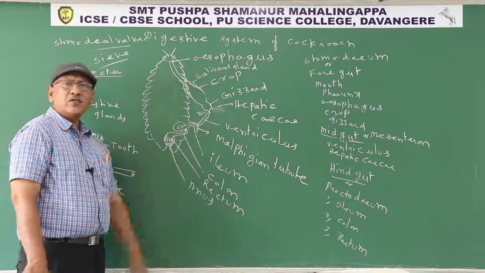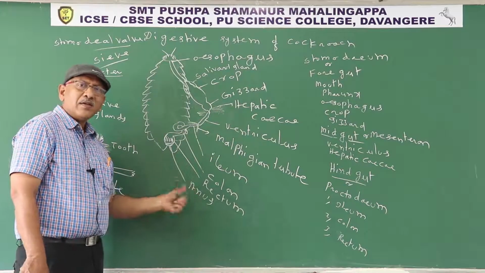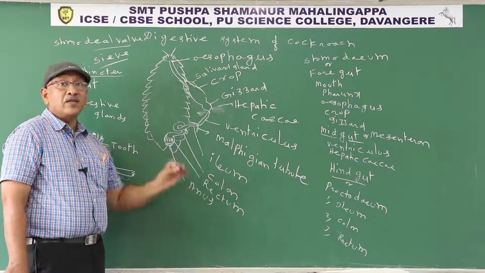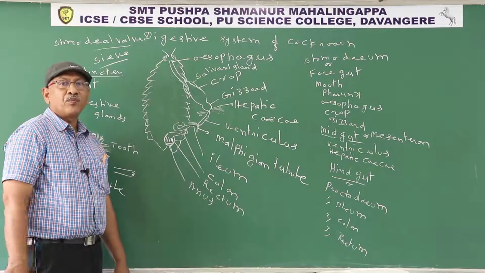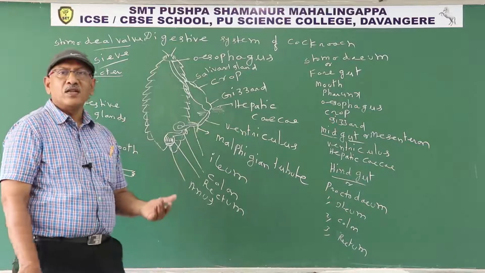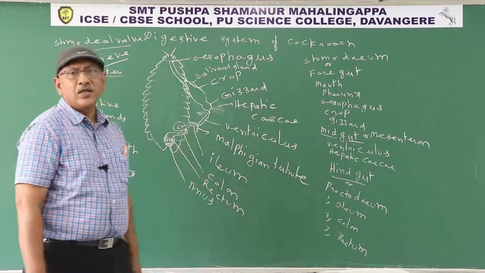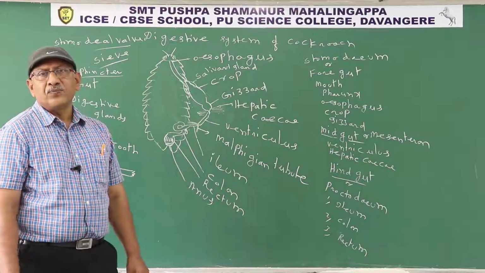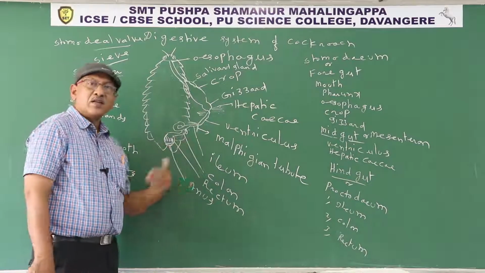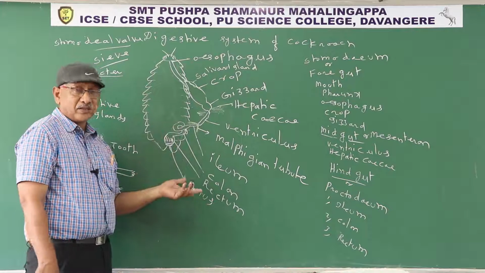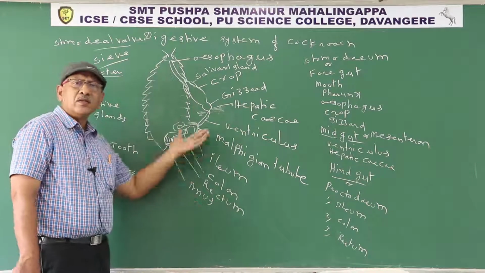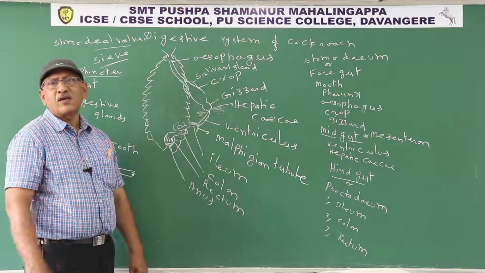Why nitrogenous waste materials are formed in animals? Due to oxidation of protein. Why food material undergo oxidation? To obtain energy. Due to oxidation of food only, we get energy. So whenever proteins oxidized, means amino acids oxidized, nitrogenous waste materials are formed.